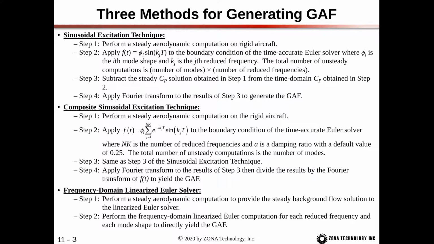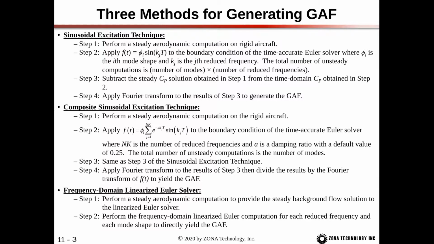First, the sinusoidal excitation technique. Step 1 in ZEUS is to perform a steady aerodynamic computation on the rigid aircraft. Next, we apply f of t equals phi i times sine of k j times t to the boundary condition of the time-accurate Euler solver, where phi i is the ith mode shape and k j is the jth reduced frequency. Therefore, the total number of unsteady computations is the number of modes times the number of reduced frequencies.